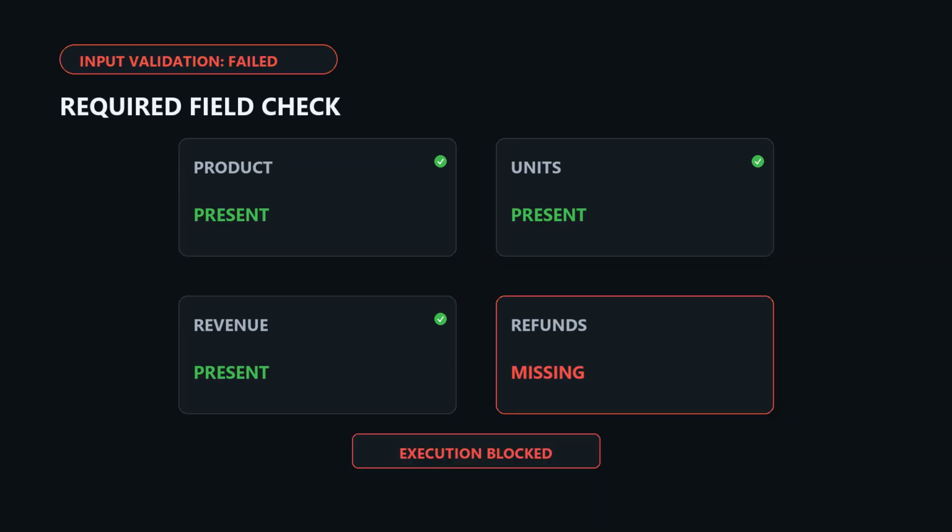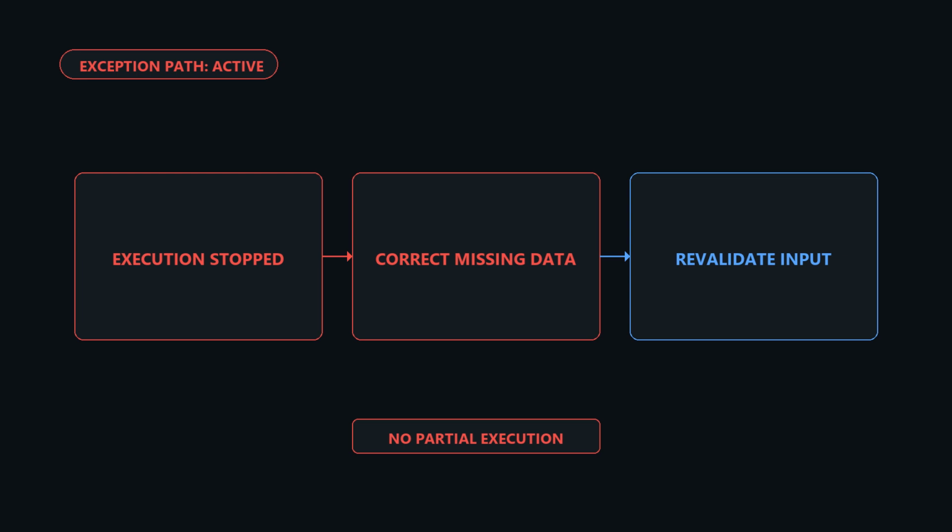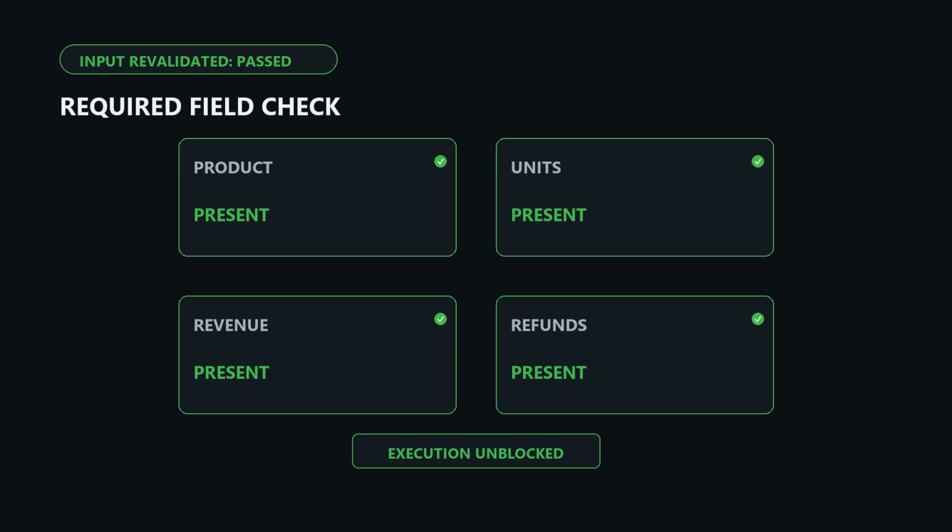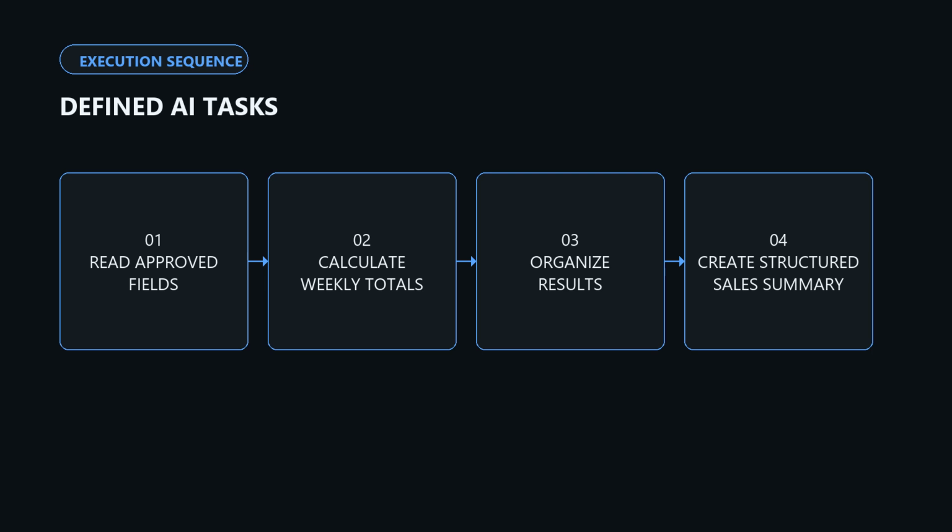If any check fails, the workflow stops. It does not guess, fill the gap, or continue with partial data. The file moves into an exception path. The missing information is corrected, and the same validation runs again. Only after the input passes do the defined AI tasks begin.